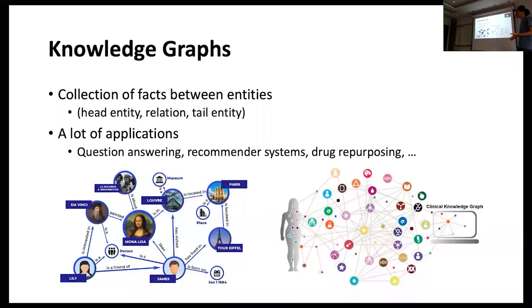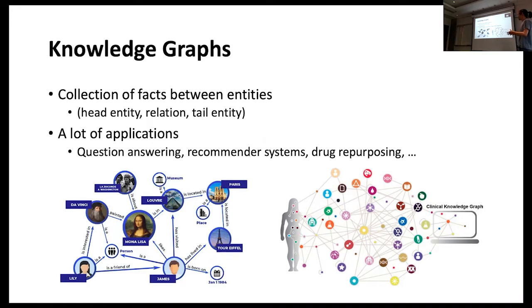Knowledge graphs are connections of facts between entities. Usually you can represent facts in triplets, which have a head entity, a relation, and a tail entity. For example, Zhaocheng Zhu is a professor at the University of Montreal, so the head entity is Zhaocheng Zhu, the relation is professor at, and the tail entity is the University of Montreal.